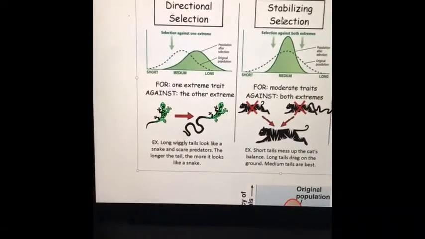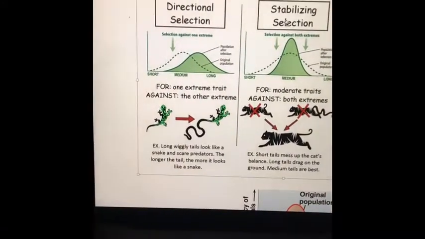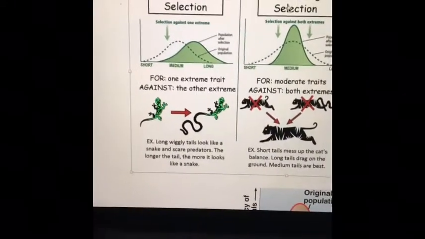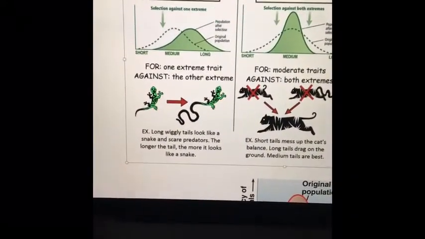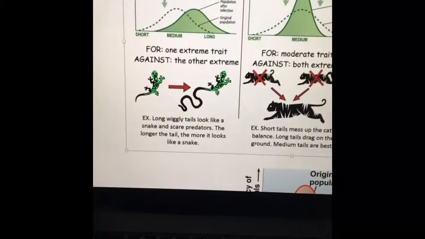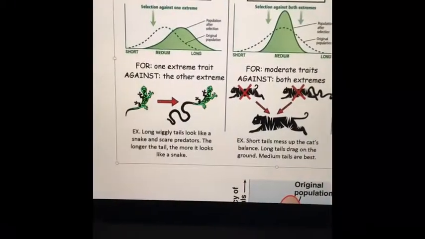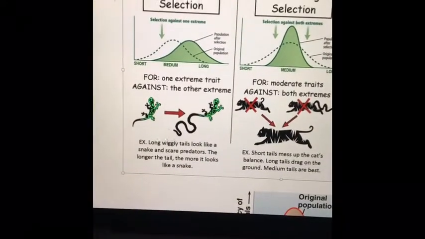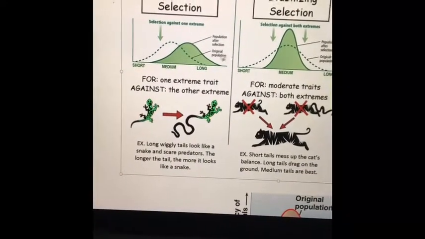For directional selection, that's when one of the extremes is getting selected against. An example for this one is that the short tail lizard is getting selected against, so that means the long tail lizard population is going to rise.